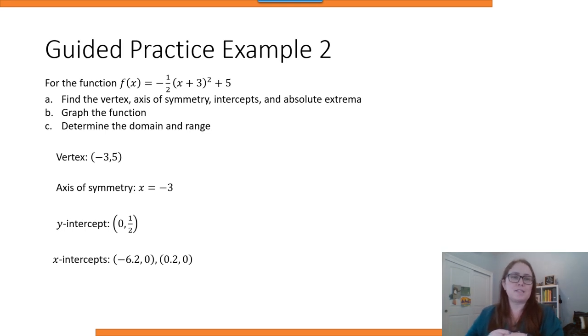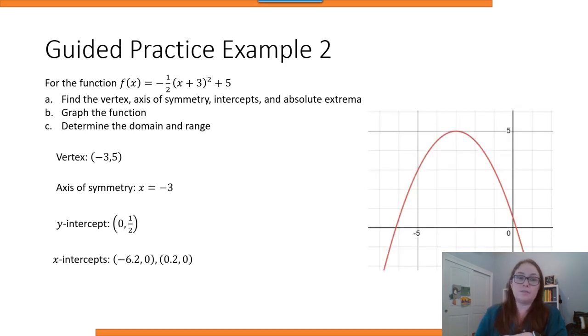Okay, so just kind of summarizing everything we found so far. We've got the vertex, the axis of symmetry, the y-intercept, and both x-intercepts. So I'm going to plot all those points, make sure everything is symmetric about the line x equals negative 3. And I get a graph that looks like this. So it's opening down with a vertex at negative 3, 5. And I can see my y-intercept there.